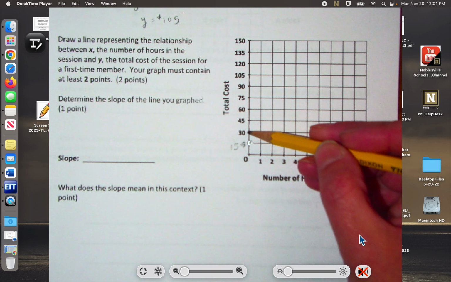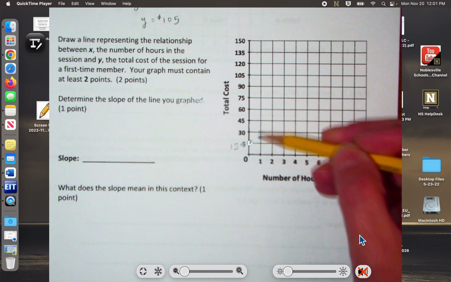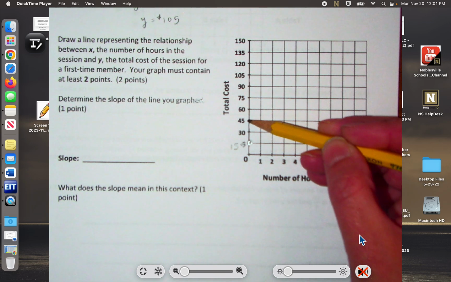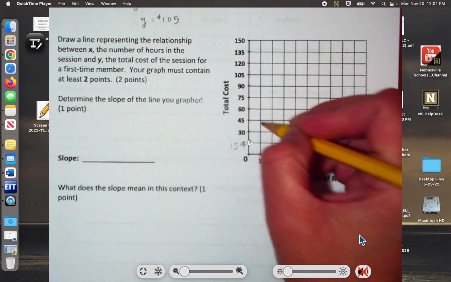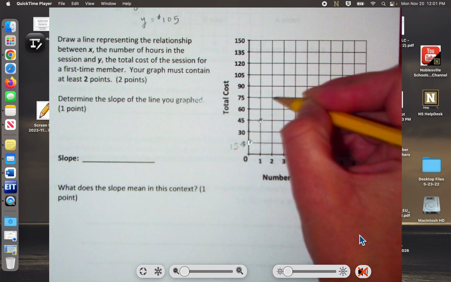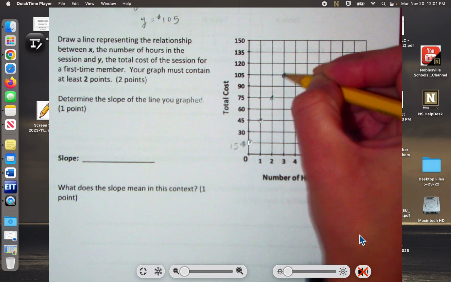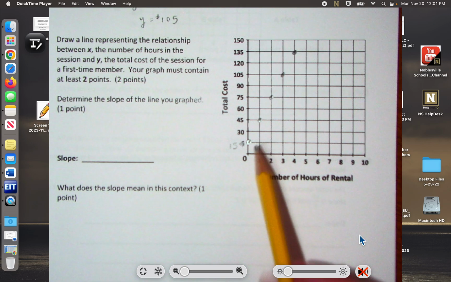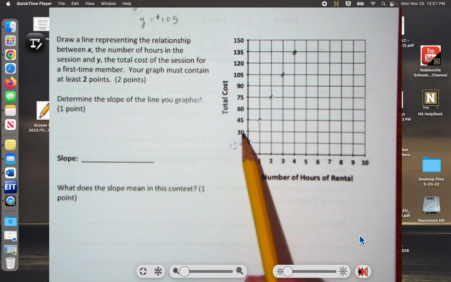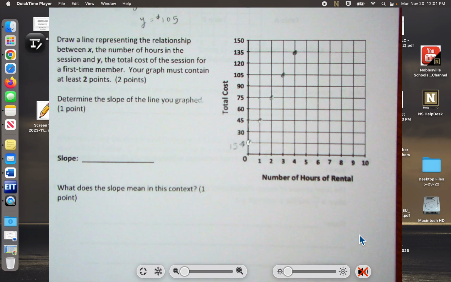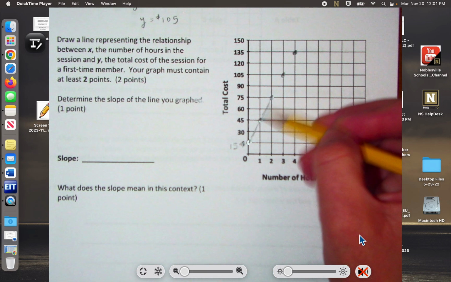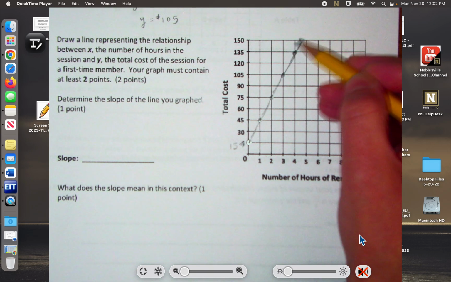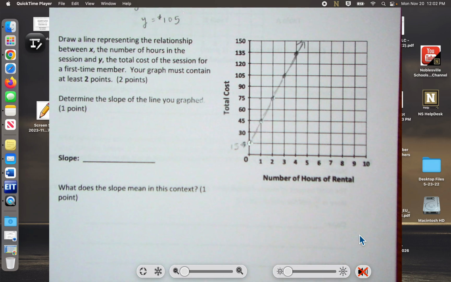So I'm going to go up $30. So that's going to take me to 45 over to 1 hour. Up $30 over 1 hour. Right? So keeping in mind that each of these increments is worth $15. So I go up $30 over to 1 hour, the equivalent of 30. And then I'm just going to connect these as best I can. I don't have a ruler right now, so it's mostly straight.